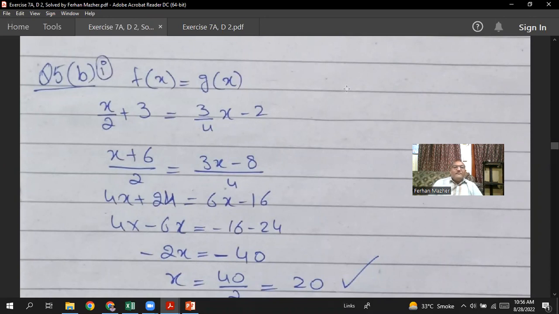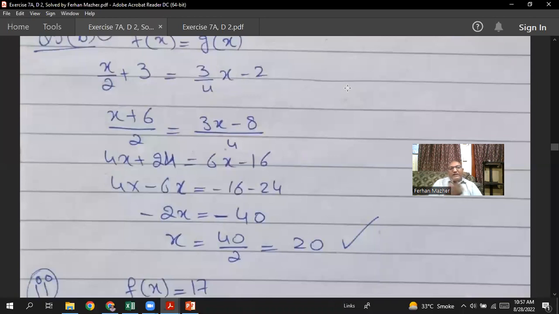So then take the LCM on this side. So x plus 6, the whole thing divided by 2 equals to 3x minus 8 divided by 4, the whole thing divided by 4. Now you have two fractions and an equal sign between them, so you can cross multiply.